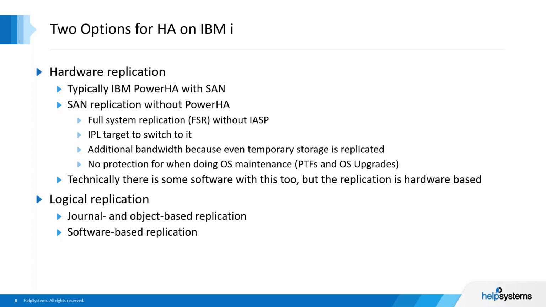There are some issues or potential things that you might need to think about that are different when you do that, because you have to consider that you are really then doing a full IPL from your target system. So you can do hardware replication and not have IASP, but it is a full IPL. And then additional bandwidth because of the fact that with hardware replication with FSR, you're replicating even things like temporary storage. And then as Brian always points out, you don't have the protection when doing OS maintenance, PTFs, OS upgrades, those kinds of things.